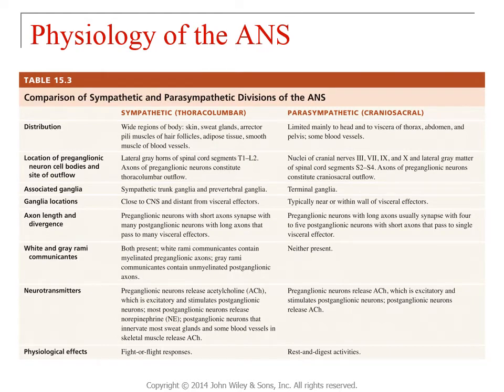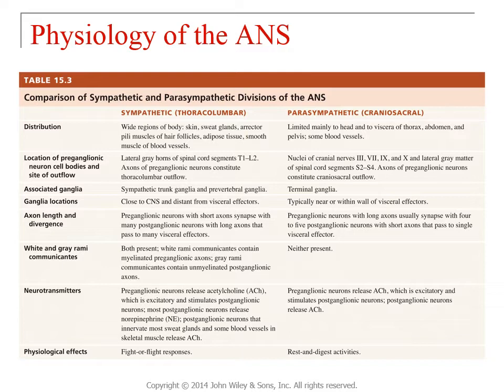Now, when you study this chapter, this table in particular, as well as the next two tables, are probably the most important parts of the entire chapter. This gives you the breakdown and the comparison between the sympathetic and the parasympathetic divisions. It tells you where it's distributed, what kind of ganglion locations there would be, what kind of axons are being used, neurotransmitters, and what kind of physiological effects. The next two tables go into further breakdown as far as which one will innervate the heart in certain directions, which one will innervate the liver, the skeletal muscles, and so on and so forth.